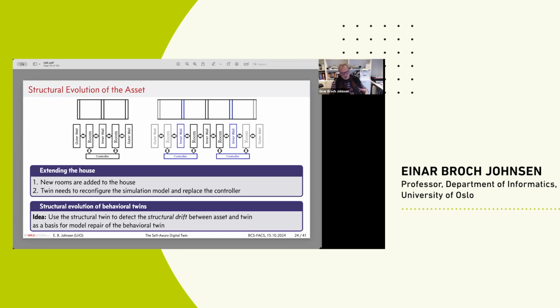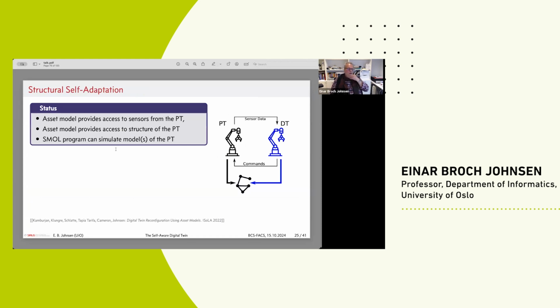So we are assuming that this asset model is kept up to date, for example, by the construction engineers or by sensors or other ways of keeping it up to date. And we are seeing this as a ground truth that we want to connect with the behavioral layer. So this is how it looks. We have the asset model which provides access to the sensor readings, as we saw. We have the asset model which provides access to the structure of the physical twin. And we have the small program that can simulate using various models the different parts of the physical twin.